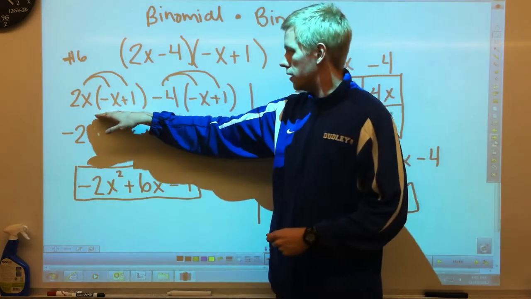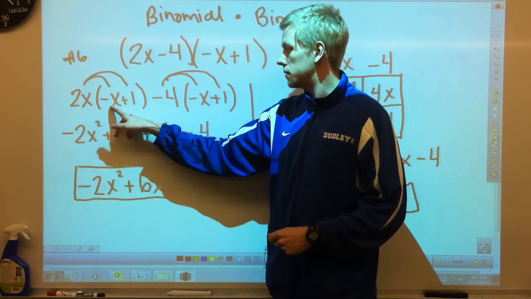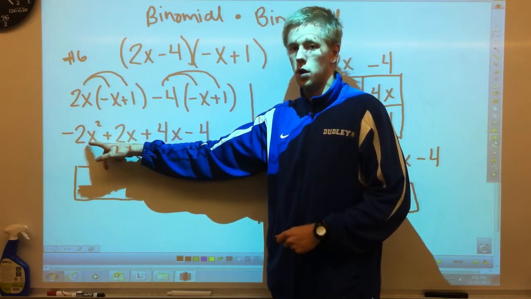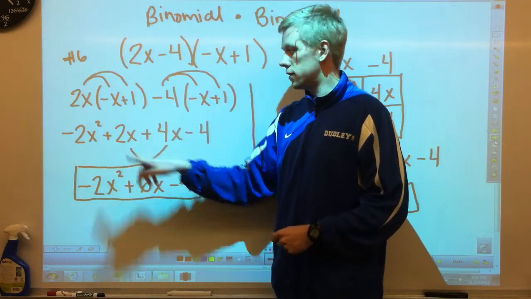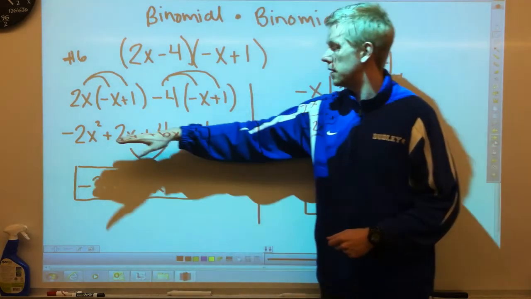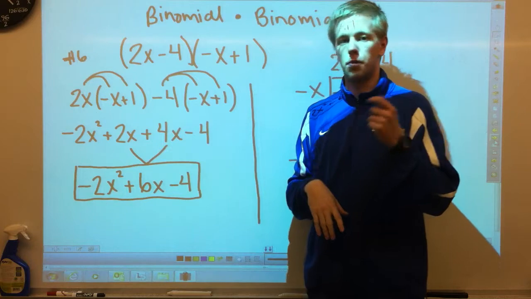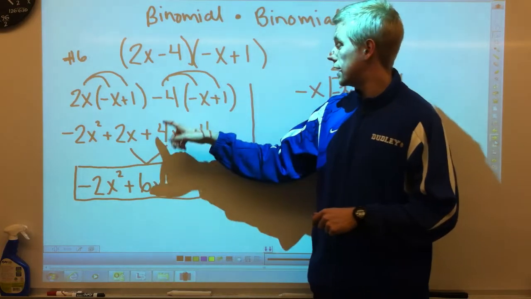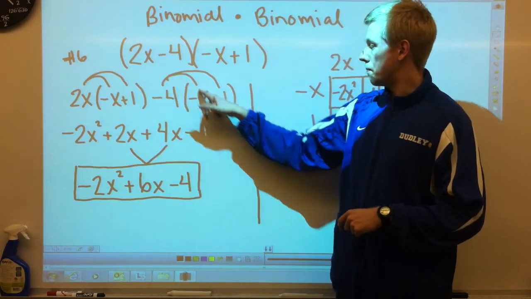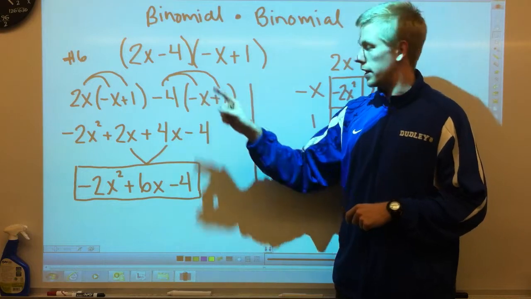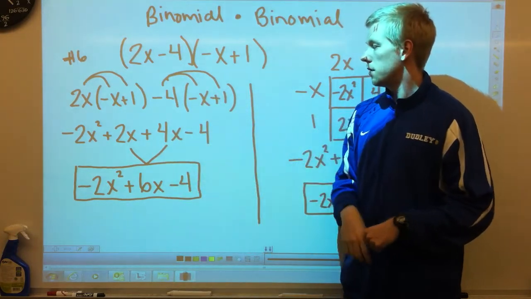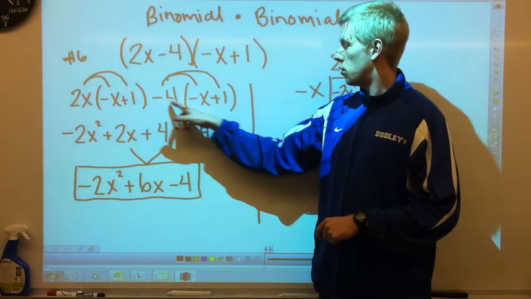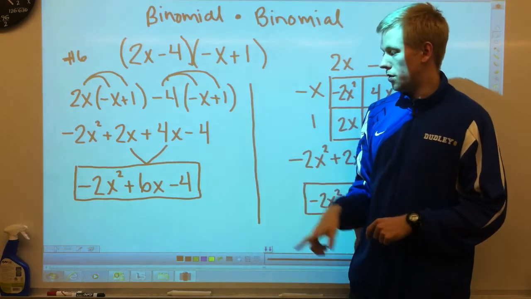When I do this first part, distributing, I get 2x times negative x, that gives me negative 2x squared. And then I have 2x times 1, and I get a positive 2x. This part should be easy now because it's just product of powers. Then I take my negative 4 and multiply it by that negative 1x. Negative 4 times negative 1 is positive 4, and I bring down my variable with it. And the last part is negative 4 times positive 1, that is negative 4.